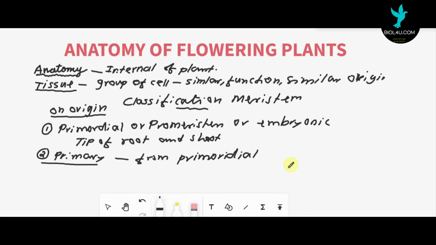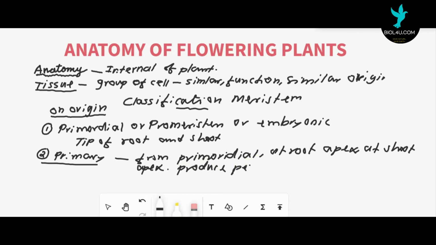It is also present at the root apex and the shoot apex. So that is the location of the primary meristem: shoot apex and root apex. Permanent tissue develops from this primary meristem. The primary meristem will produce the permanent tissue. That is the function of the primary meristem.